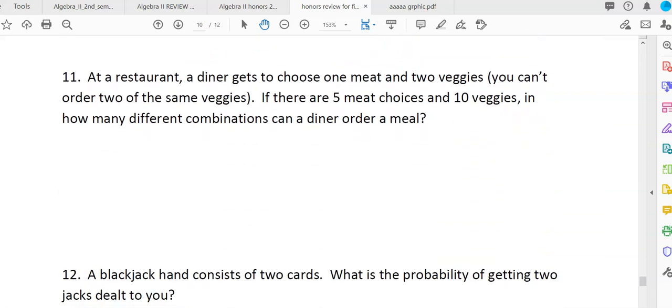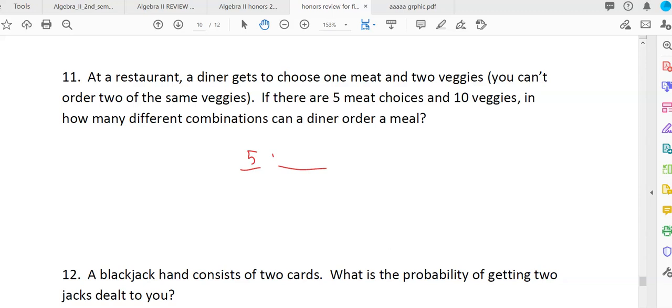How many different combinations? You can't order 2 of the same veggies or meats, that kind of thing. So 1 meat, 2 veggies. There are 5 meats. You can choose 1 meat and 2 veggies. So 1 meat is 5, times, and how many different ways can we choose the veggies?